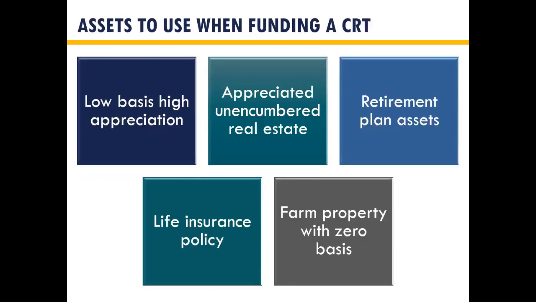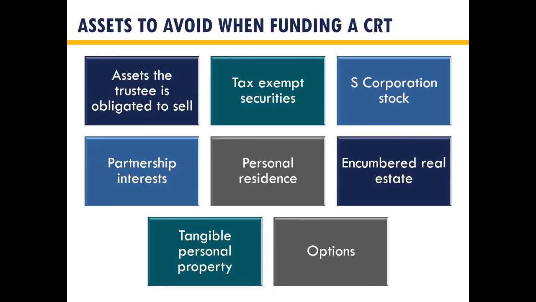Assets to use when funding a split interest trust are good assets to have: the appreciated unencumbered real estate. When we say unencumbered, that means no debt, because if there's debt, that can cause unrelated business taxable income. Retirement plan assets are good because, as we talked about before, there's no basis step up when the donor dies, so they're advantageous from that perspective. We talked about the farm property that has low basis, and life insurance policies as well.